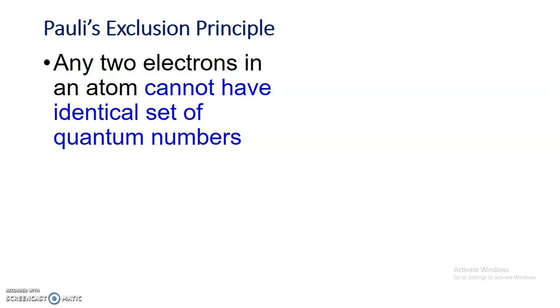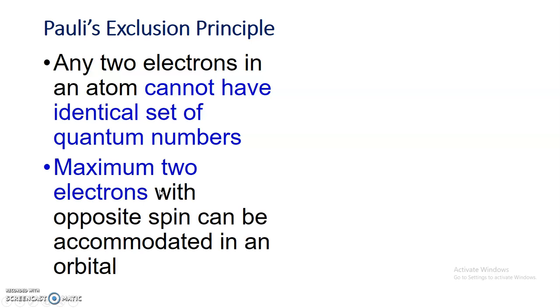In a particular atom, no two electrons will have the same set of all the four quantum numbers, or maximum two electrons with opposite spin can be accommodated in an orbital. So in a given orbital, maximum two electrons can be added, and these two electrons must have opposite spin, meaning one electron spins in the clockwise direction, whereas the other electron spins in the anti-clockwise direction. The meaning of these two statements is the same.